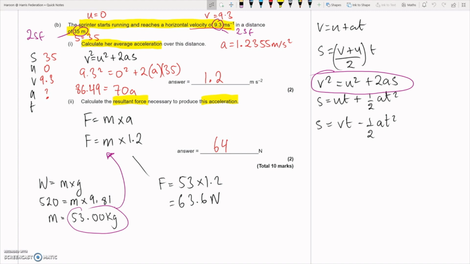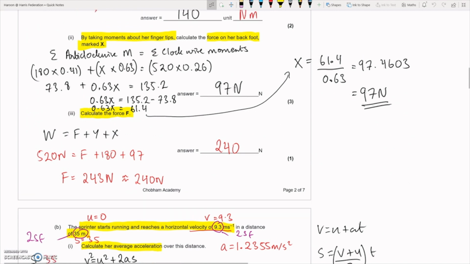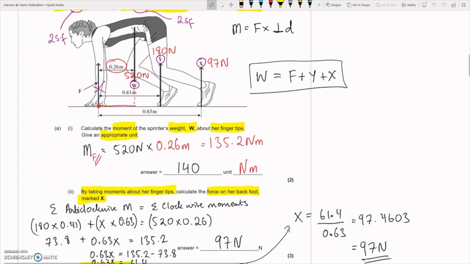Now in a question like this, where I have to look at the accuracy of the question, I should always look back through the little parts and see, have I followed that rule? So 64, fine. 1.2, good. 240, good. I put my units there. 2 significant figures, good.